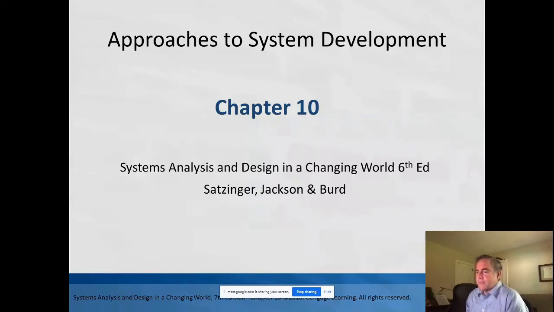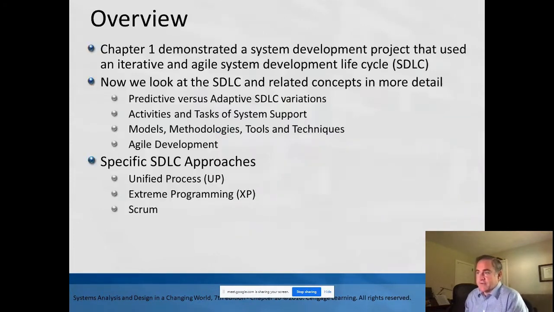So the last lecture we had was kind of an overview of approaches to information systems development, and this chapter is going to go into a little bit more detail about the methodologies and the specific tools and techniques we can use in all these various ways of going about systems development.